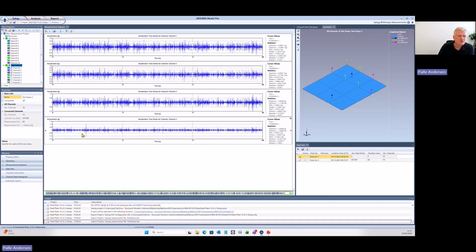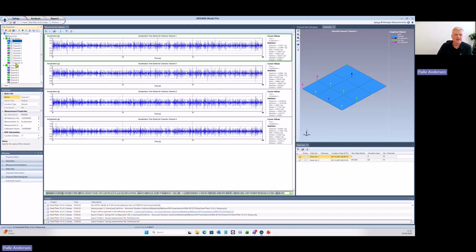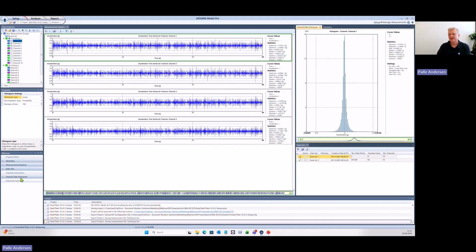But one of the things we can also do is we can try to actually select a channel here now, and then say this is the first channel up here we now look at. Let's try to look at the channel data histogram. This type of window looks like this. It's a window that tells us something about how this time series, or the amplitudes of this time series, is distributed.